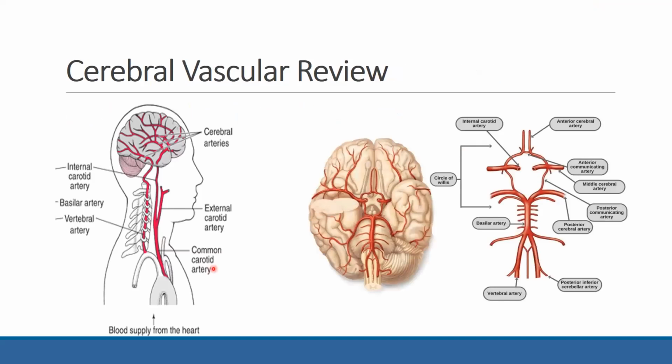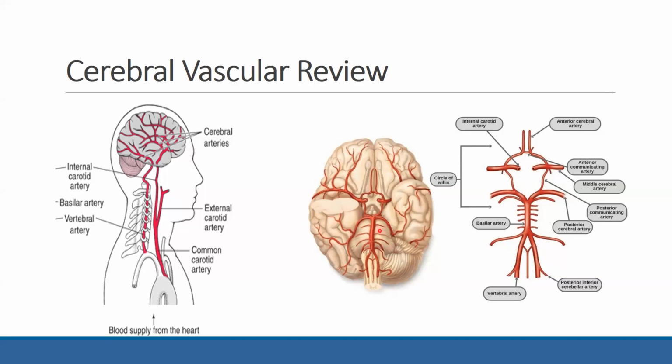So our brain receives blood from the heart in two ways. So blood gets pushed up the front of your neck in the internal carotid arteries and up through your spine in the vertebral arteries. So you have two entry points into the brain through the neck. So those come up and form this circle of Willis that's on the inferior surface of your brain. So you've got your vertebral arteries coming up here, they come together and form the basilar artery.